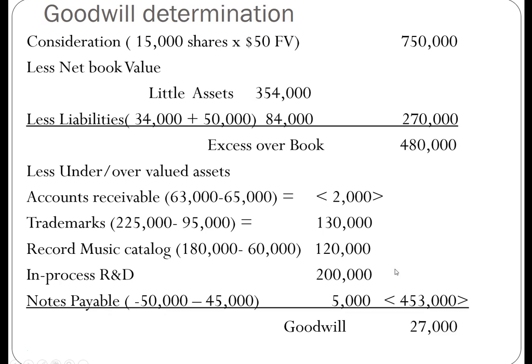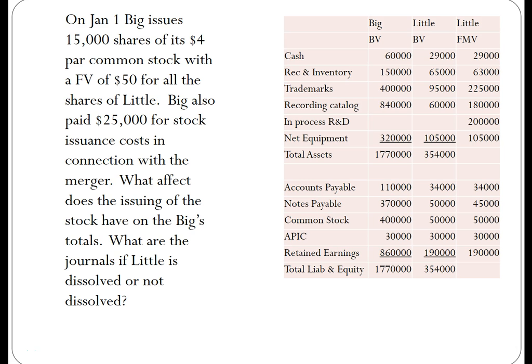Now the next thing we're going to look at, same problem, is the balance sheet for Big and Little. What we're going to do next is figure out, first of all, what are the effects on Big's balance sheet by issuing the stock and paying those stock issuance fees, and then what are the journal entries if Little is dissolved or not dissolved.